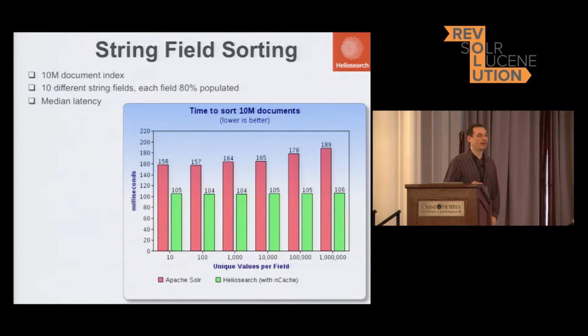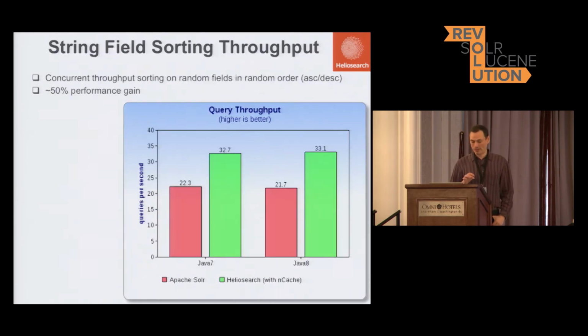Next, after all the numeric types, we implemented string fields. This graph is just showing latency. Heliosearch is in green, lower is better, and you can see we got a performance boost there. But of course, the real test is always throughput, when you're just hammering it with random sorting on random fields in random order, just so HotSpot won't over-specialize or anything like that. And we got, in general, a 50% performance improvement there.